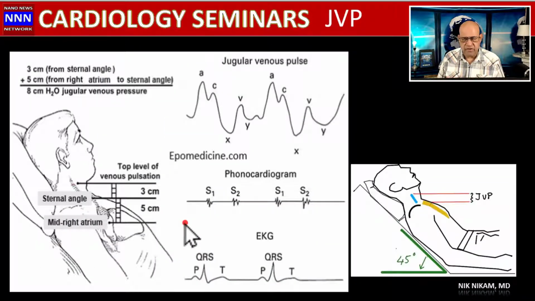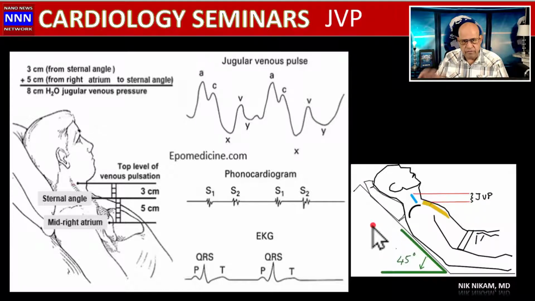The way we measure the jugular venous pressure is based on the concept that you place the patient at a 45-degree angle, then you identify the junction of the manubrium part of the sternum with the body of the sternum, and from there you identify the top of the waveform and measure the distance. If this is more than 3 centimeters, it is supposed to reflect elevated jugular venous pressure. This is how you would measure the jugular venous pressure.